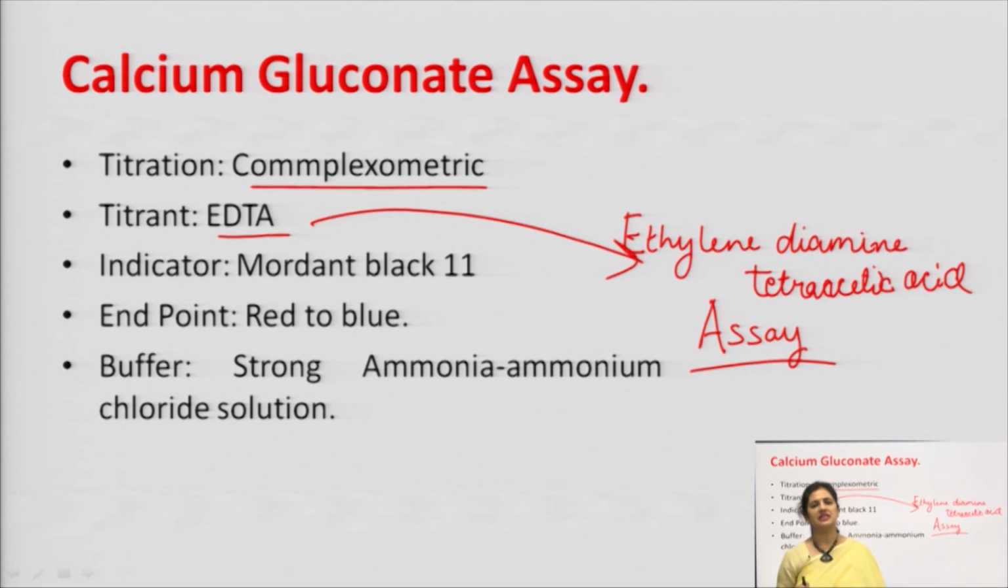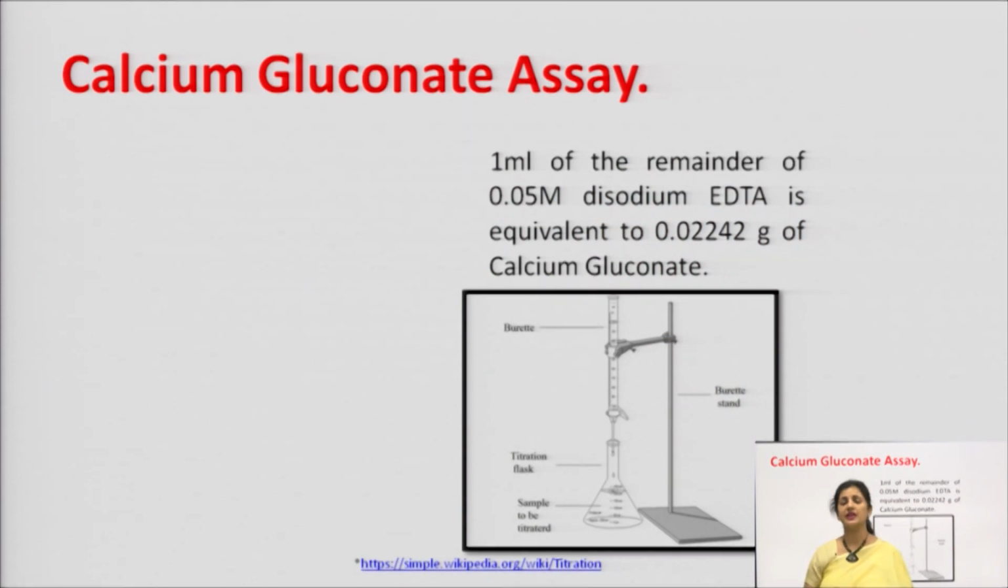Then we use the indicator Mordant Black 11. The endpoint which we are going to notice, which tells us that calcium gluconate is present, is the color change from red to blue. The buffer which we use is strong ammonia ammonium chloride solution. This is the way we perform the calcium gluconate assay.